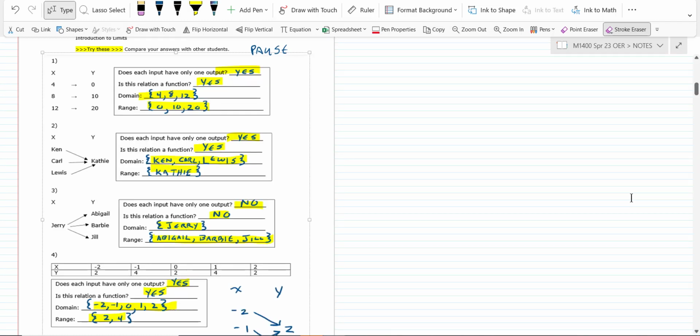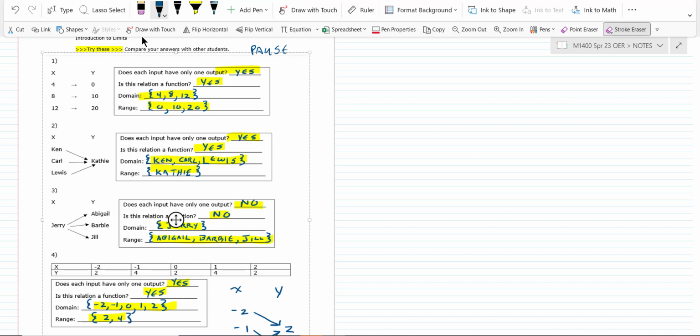Okay, so you can go ahead and check your answers and see if you did this okay. I'll just kind of quickly go through this. Number one is a function. The domain is all of the x's, 1 and 2. The range is the y's, 0, 10, 20.